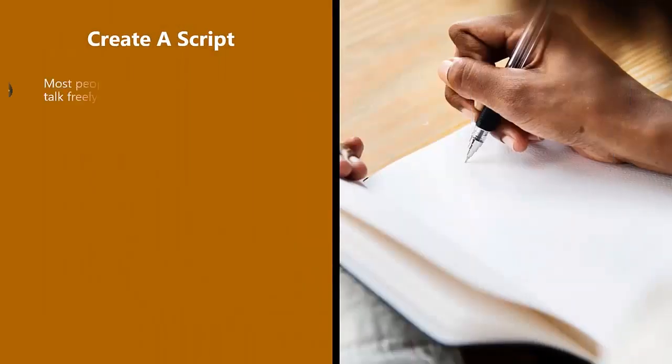Create a script. Most people just can't sit in front of a camera and talk freely about their subject. If you can, then great. If not, then the best thing to do is create a script. Think about what you want each video to achieve when planning your script. Do you want the viewer to take action after watching?